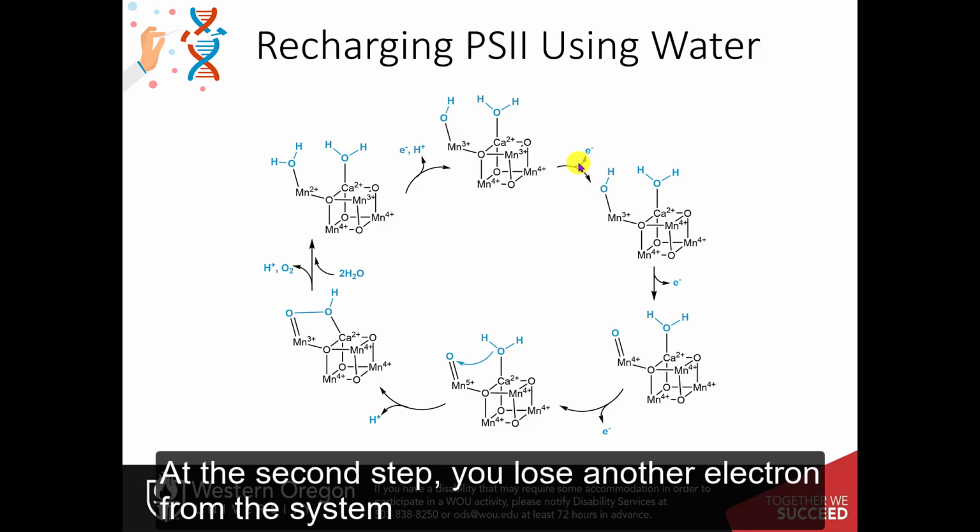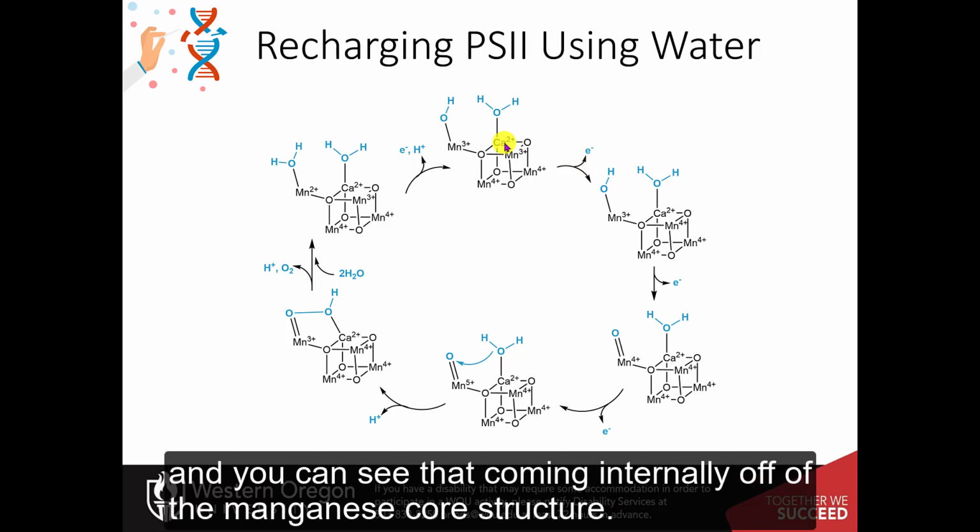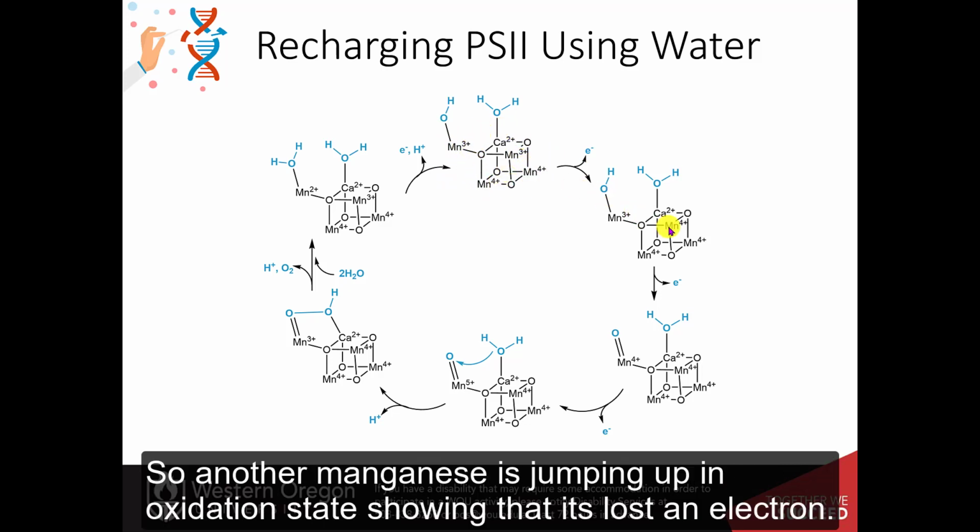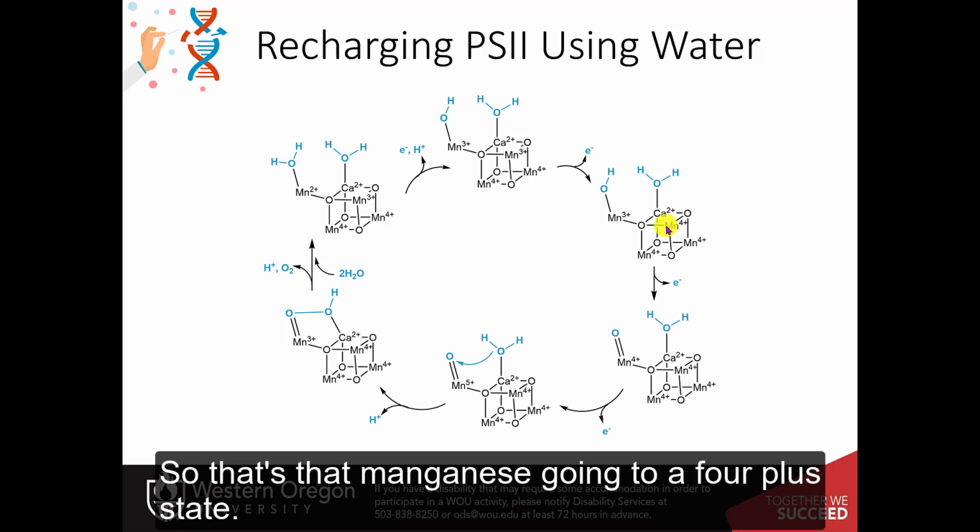At the second step, you lose another electron from the system, and you can see that's coming internally off of the manganese core structure. So another manganese is jumping up an oxidation state, showing that it's lost an electron. So that's that manganese going to a 4+ state.